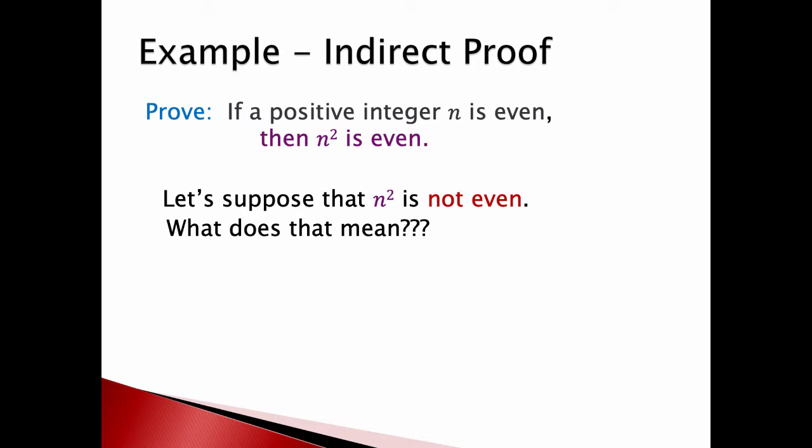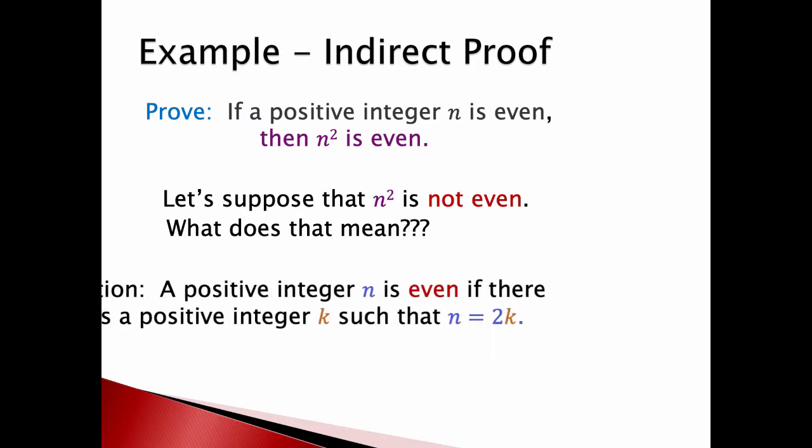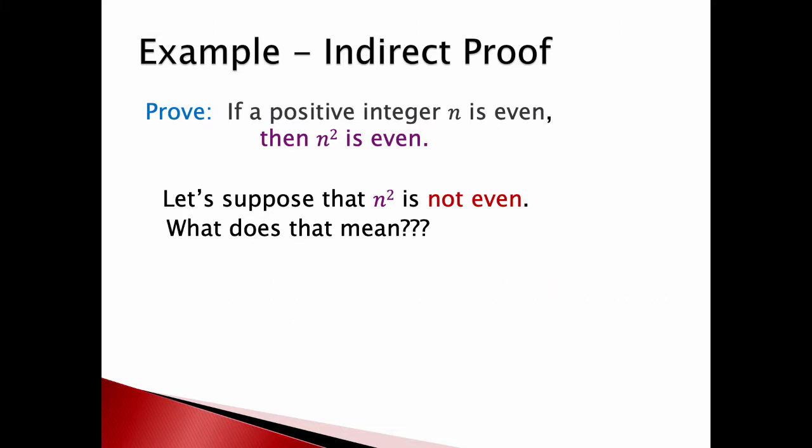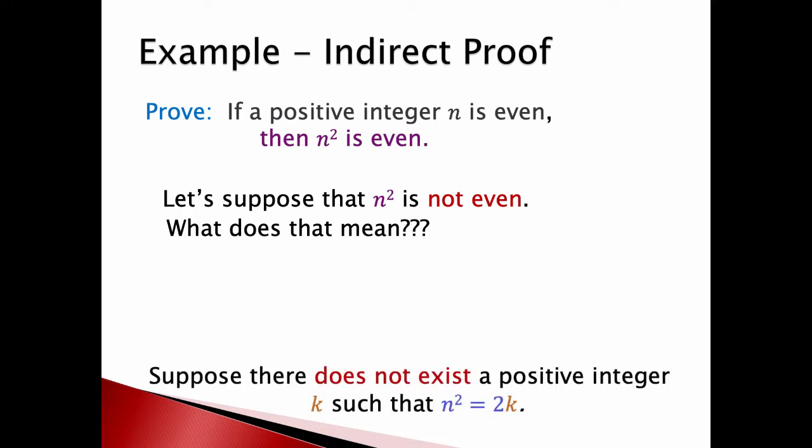Again, what does that mean for n squared to not be even? Well, we do the same kind of steps we did with a direct proof. We say we're assuming that n squared is not even. So what does that mean? Well, let's go back to the definition. The definition said an integer is even if you can factor a 2 out and have a positive integer left over. In other words, if n is equal to 2k for some k. Notice this is another quantifier statement. There exists a positive integer k, right? So for n squared to not be even, the negation of that would mean there does not exist a positive integer k so that n squared is 2k.